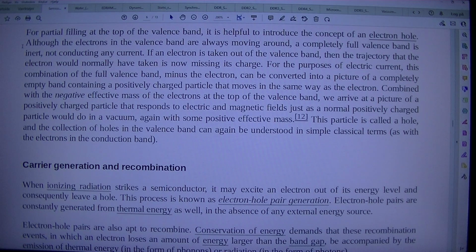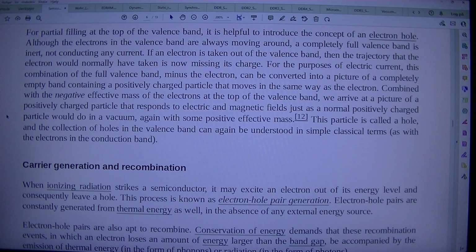Combine it with the negative effective mass of the electrons at the top of the valence band, and we arrive at a picture of a positively charged particle that responds to electric and magnetic fields just as a normal positively charged particle would in a vacuum, again with some positive effective mass. This particle is called a hole, and the collection of holes in the valence band can again be understood in simple classical terms, as with electrons in the conduction band.